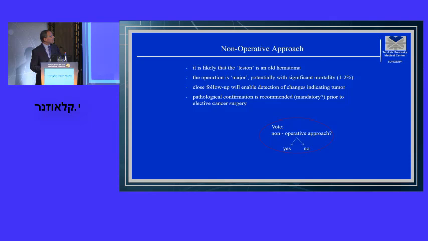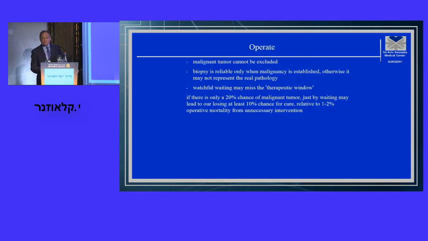Okay? Why operate? Malignant tumor cannot be excluded. Biopsy is actually reliable only when malignancy is established. Otherwise, it may not represent the real pathology. Watchful waiting may miss the therapeutic window.